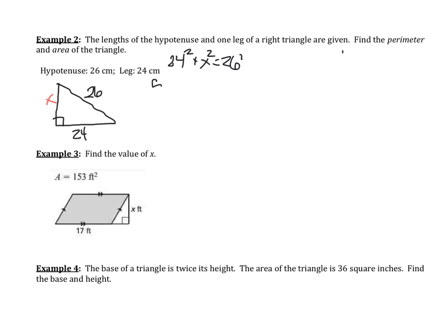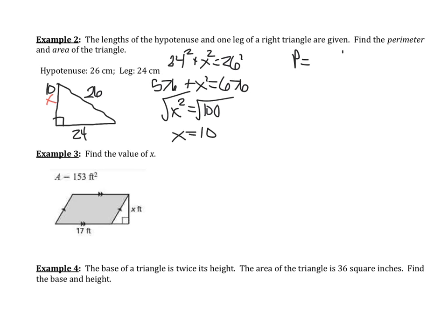So just double check my math on this. I've got 576 plus x squared equals 676. You subtract 576 over, so x squared is equal to 100. The square root of 100, x is equal to 10. So now I know, okay, this right here is 10. Sweet. Now I can go in and I can actually find my perimeter and area.